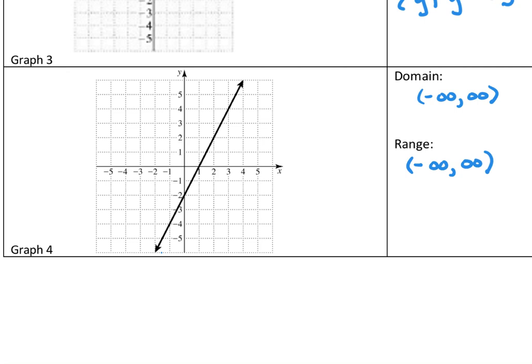Now, we'll talk about this a little bit more in the next sections coming up when we talk about linear functions. But if you have a linear function that has a slope that's either increasing or decreasing, it goes up or it goes down, then your domain is always going to be negative infinity to infinity. Similarly, your range is always going to be negative infinity to infinity. It's always going to be going forever up and forever down, forever left and forever right. But we'll talk about that a little bit more later.